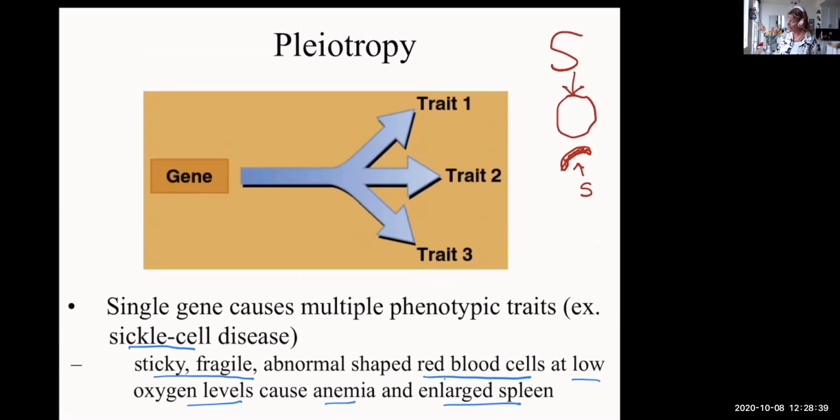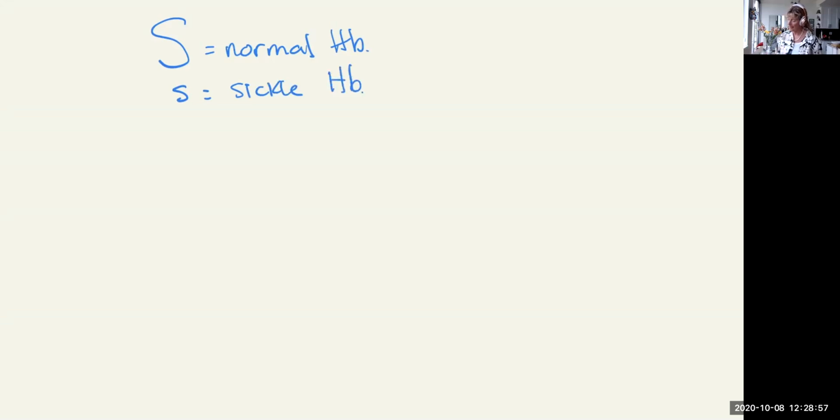Sickle cell is a very interesting case because S is normal hemoglobin, little s is sickle cell hemoglobin. So if you have 2 dominant alleles, you'll have normal hemoglobin and normal red blood cells.